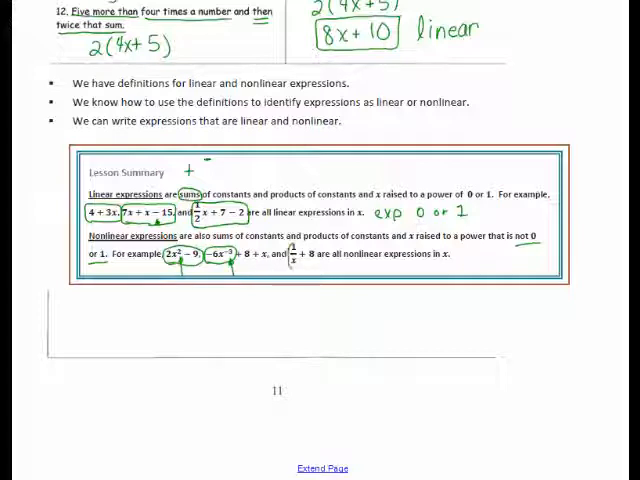And 1 over x plus 8 will be nonlinear because if you simplified this expression, that would be 1 divided by x to the first. That would give you x to the negative 1 plus 8. So because this has a negative exponent, it would be a nonlinear expression.